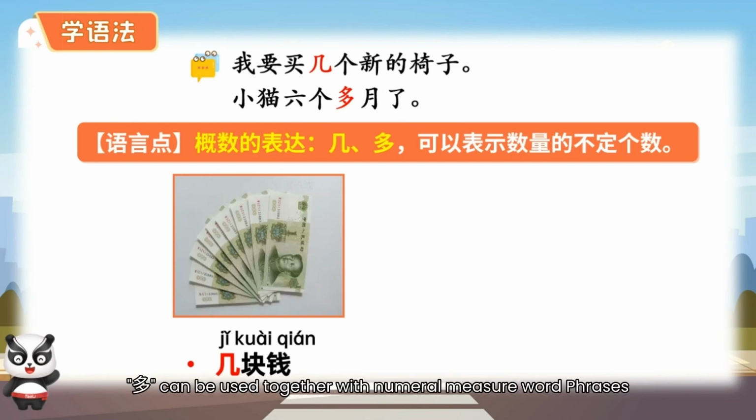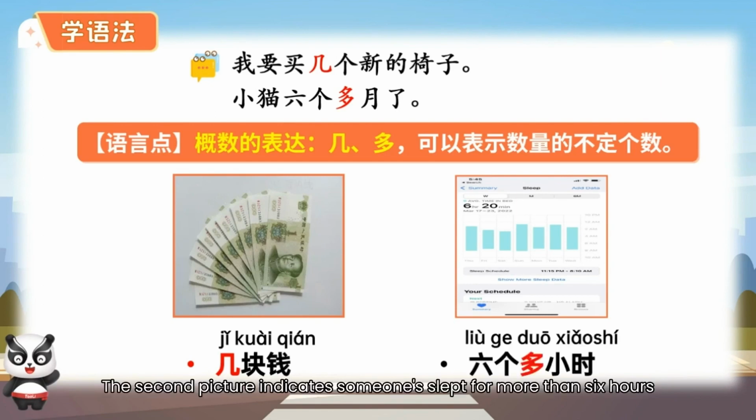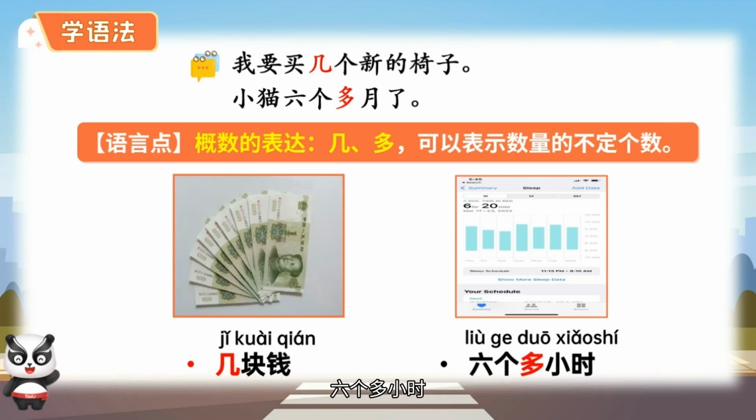多 can be used together with numeral measure word phrases. When the numeral is less than 10, 多 should be put behind the measure word. The second picture indicates someone slept for more than 6 hours. So we can say 6个多小时。Practice more, you will handle it.